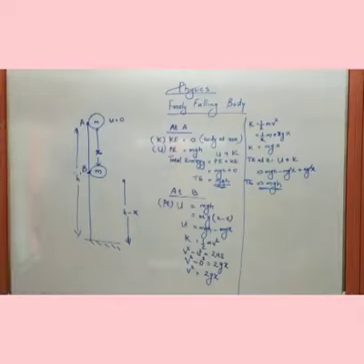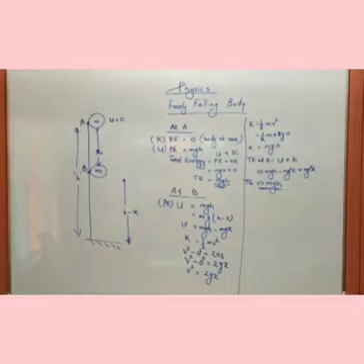Just listen carefully. The body starts to fall from A. The body covers x distance. We took a point that is B. Then that will be a height of h minus x from the ground level.